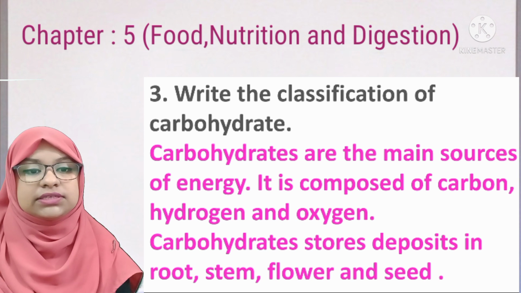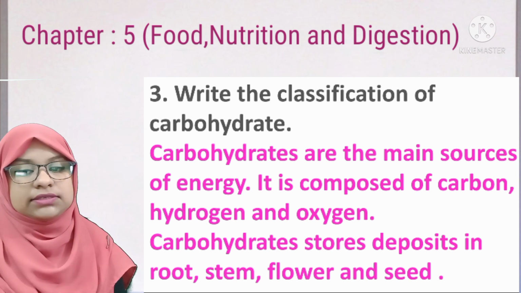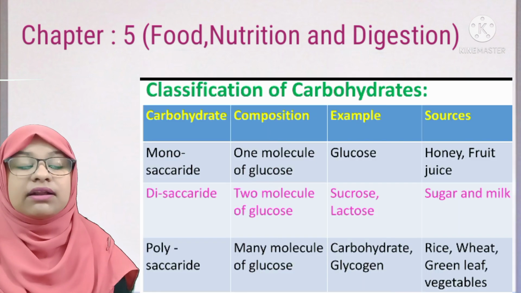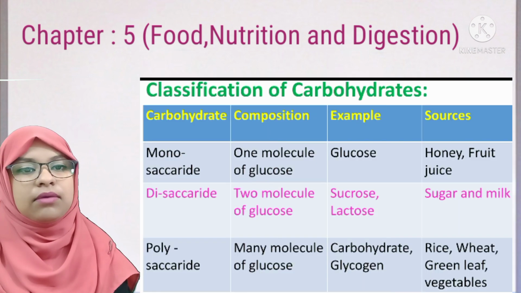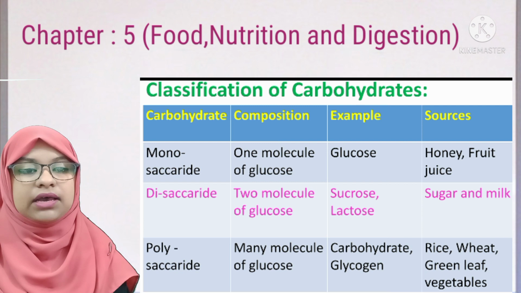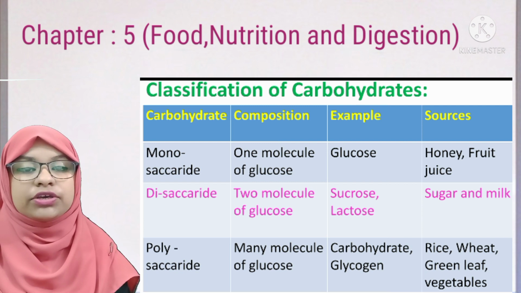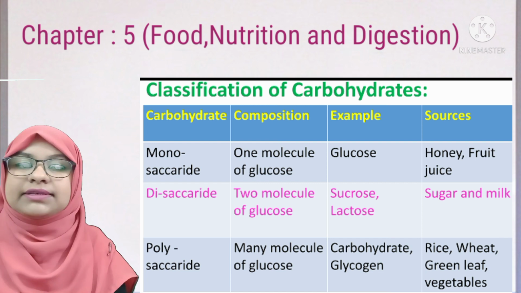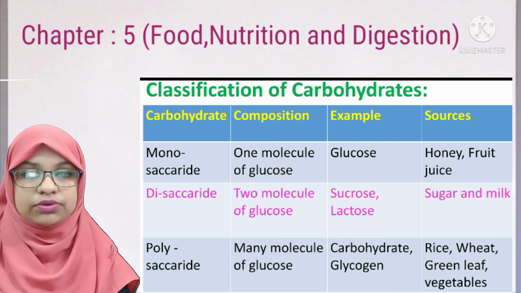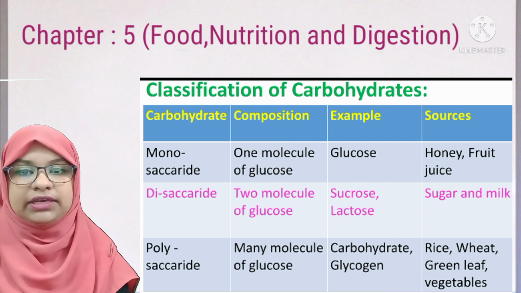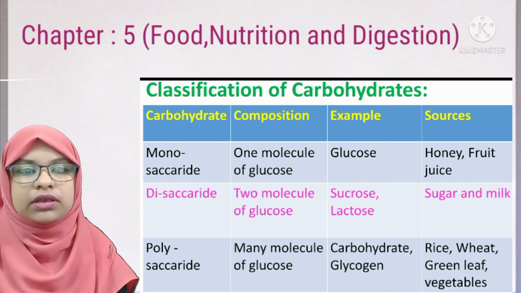Carbohydrates are stored and deposited in root, stem, flower and seeds. Now let's see the classification of carbohydrates. There are 3 types of carbohydrates: monosaccharide, disaccharide and polysaccharide. Monosaccharide is composed of one molecule of glucose, and the example of monosaccharide is glucose. We can get monosaccharide from honey and fruit juice.